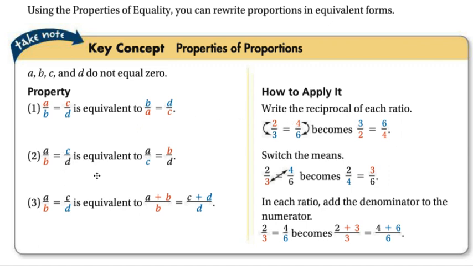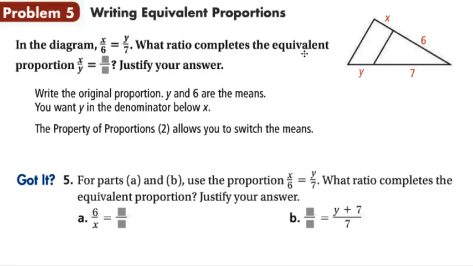The second property says, if you take a look at that one, we just switched b and c. So we switched the means. We're allowed to do that in proportions. If we just switch the means, it still works out. And the third property says that we can add the denominator of each expression to the numerator, and it still works out. So in the red one, you can see we have b. If we add that to its numerator, and add d to the numerator, then we have another property that we can use to solve proportions.